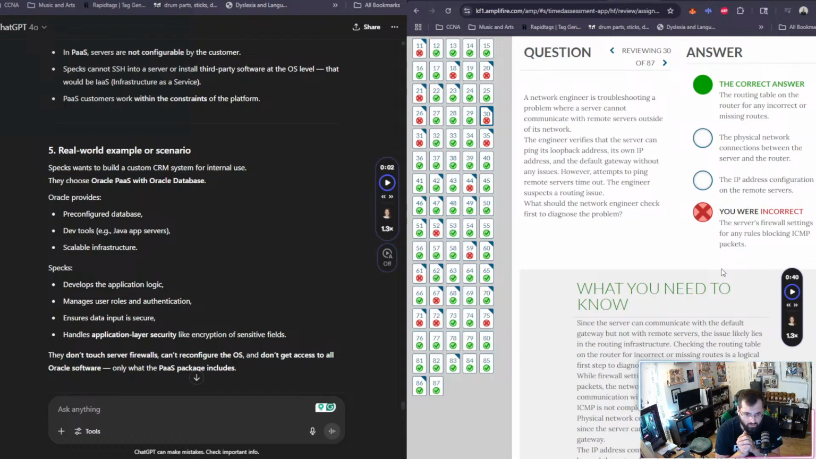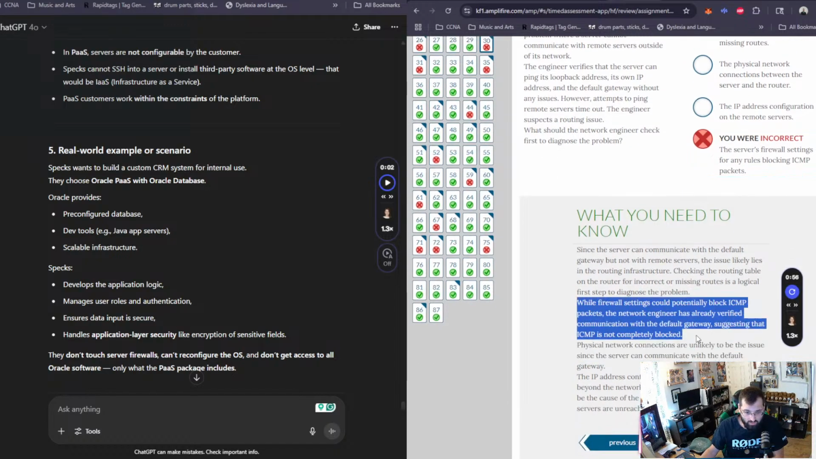So I said the server's firewall settings for any rules blocking ICMP packets. The answer was the routing table on the router for any incorrect or missing routes. The engineer suspects a routing issue. This is the key right there. The routing issue means that it's probably a routing issue. Could it be a firewall thing? I mean, possibly. Let's find out. Let's see what it says and why that can't be it.